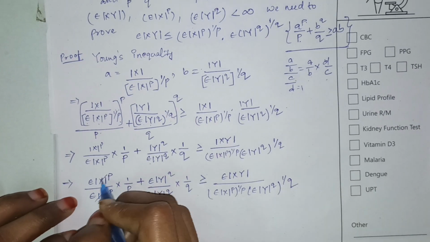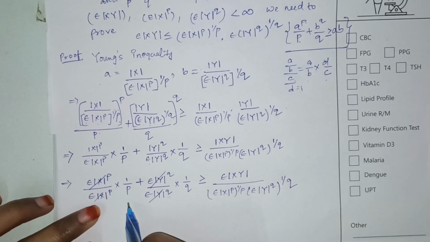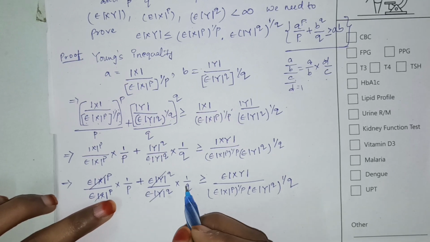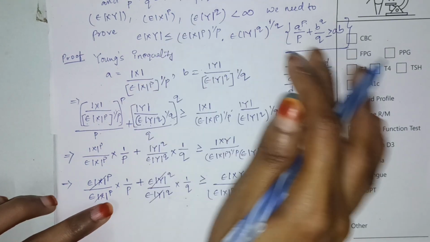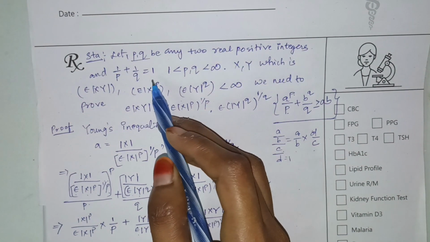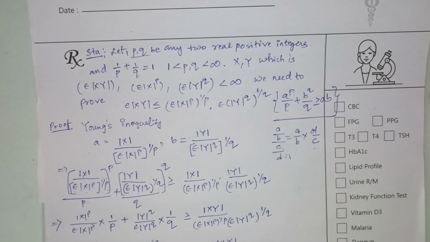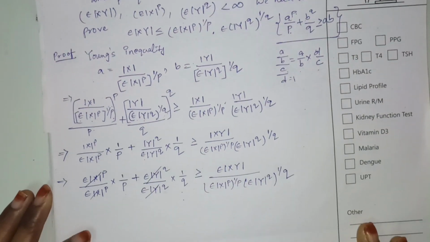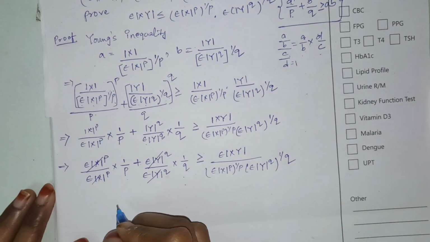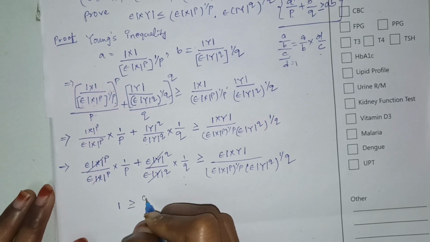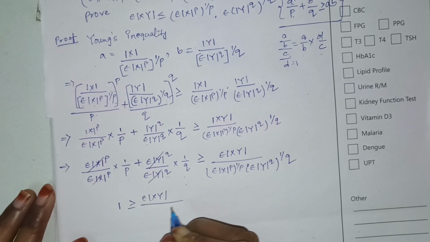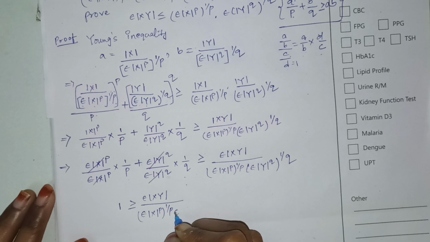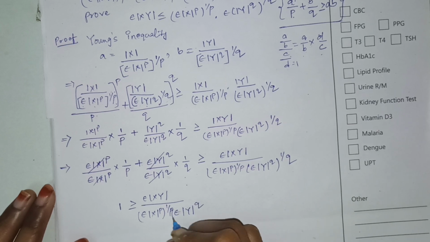Then easily you can cancel this one, then you get 1 by p plus 1 by q. We know that 1 by p plus 1 by q is equal to 1 from the statement. Therefore, from the statement we have 1 by p plus 1 by q is equal to 1. So I can write here that 1 by p plus 1 by q, which is 1, is greater than or equal to expectation of mod xy divided by (expectation of mod x to the power of p) all to the power of 1 by p into (expectation of mod y to the power of q) all to the power of 1 by q.